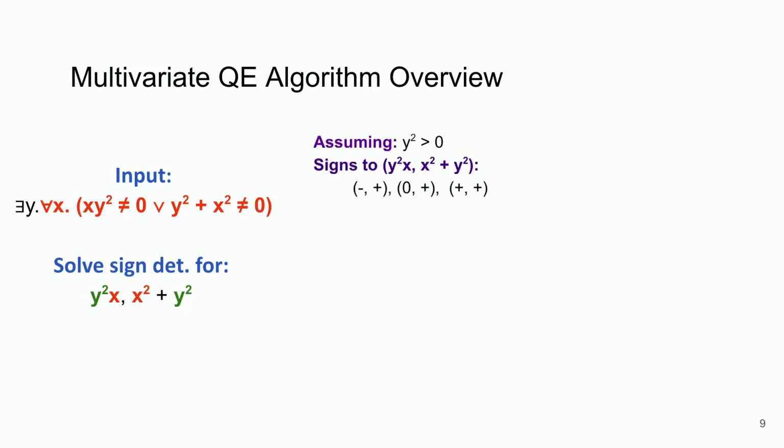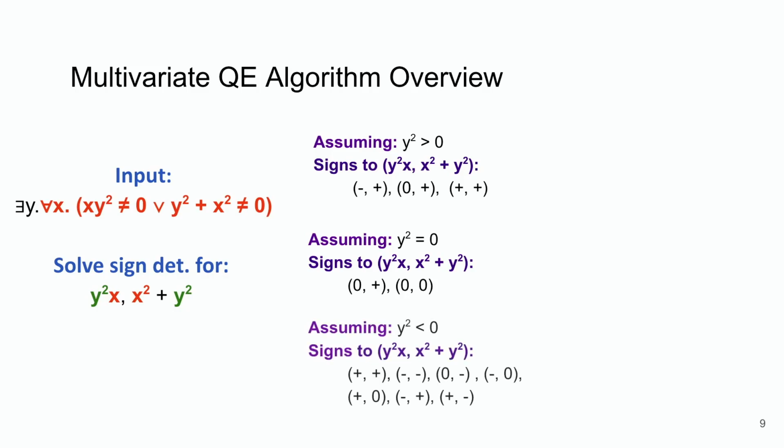Our first branch is going to say, what happens if y squared is greater than 0? All right, here are your consistent sign assignments. Next up, what if y squared is equal to 0? Same thing, here are your consistent sign assignments. And finally, what if y squared is less than 0? Here are your consistent sign assignments. And you'll notice this last branch is not consistent. We never have y squared less than 0. But our algorithm doesn't yet realize this, so it's still going to include this branch.